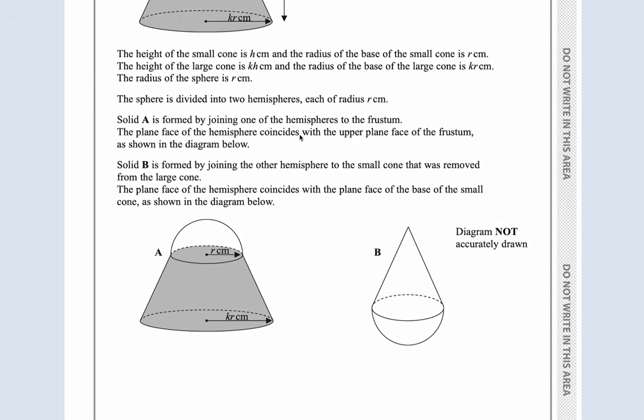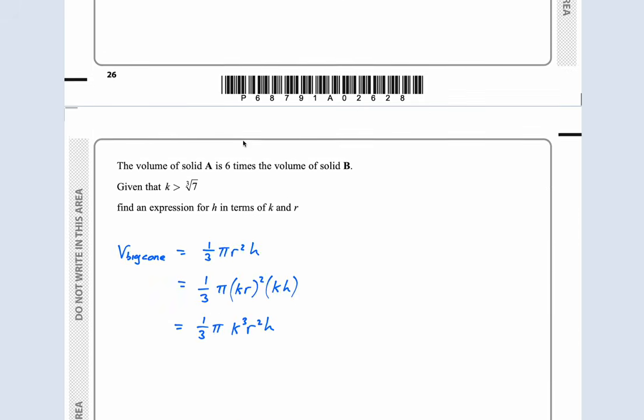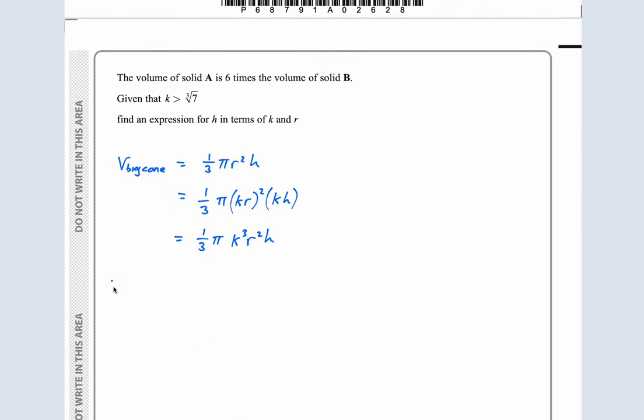The volume of the small cone is simply 1/3 pi r squared h. Okay, that's fine. Volume of small cone is 1/3 pi r squared h.